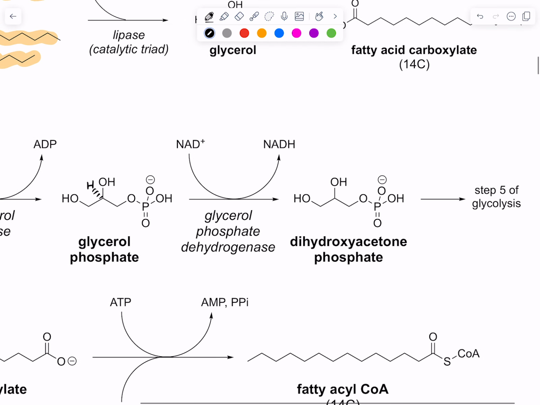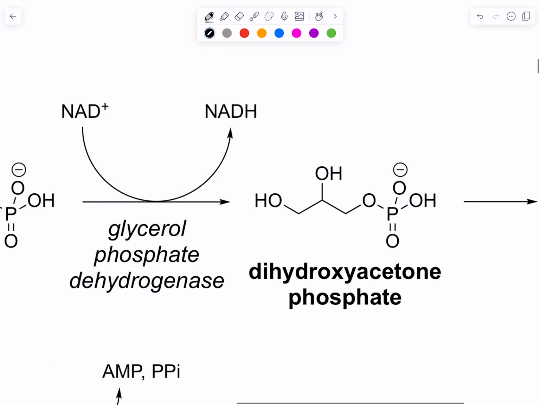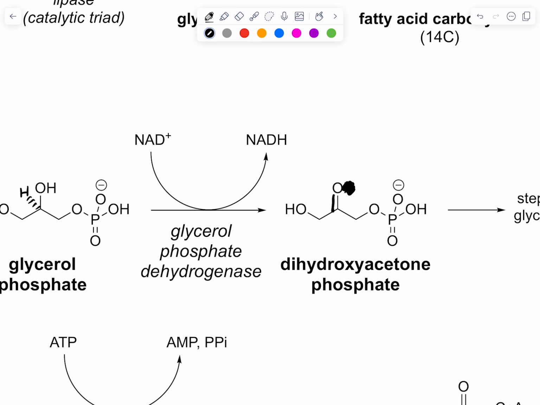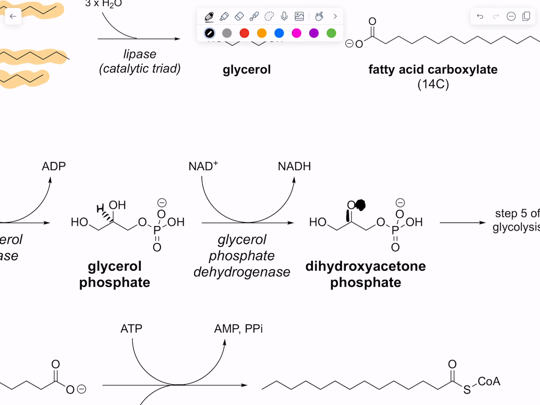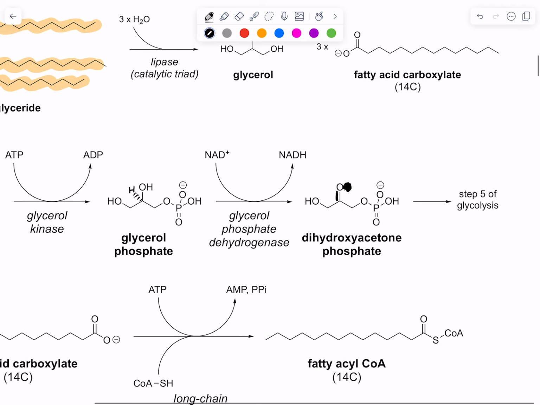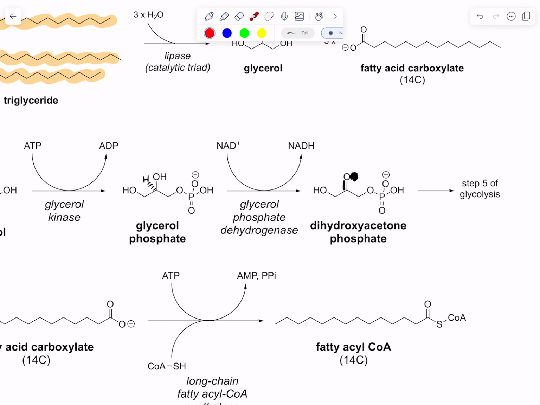Oh, there's another mistake. Oh, that's so embarrassing. So scribble out the hydrogen there. I need to fix that. Scribble out the hydrogen and put a double bond there. Okay, because that should be dihydroxyacetone phosphate. That should be a ketone. So we oxidize the secondary alcohol to dihydroxyacetone phosphate, which is a ketone.